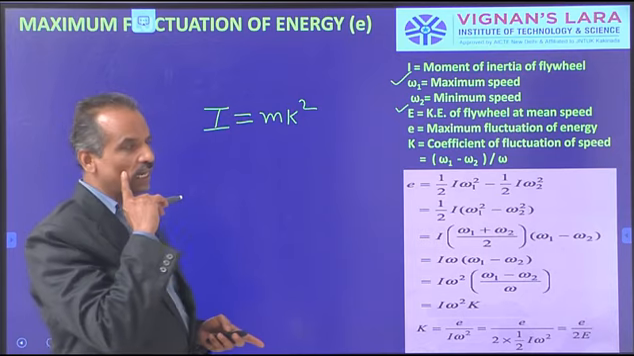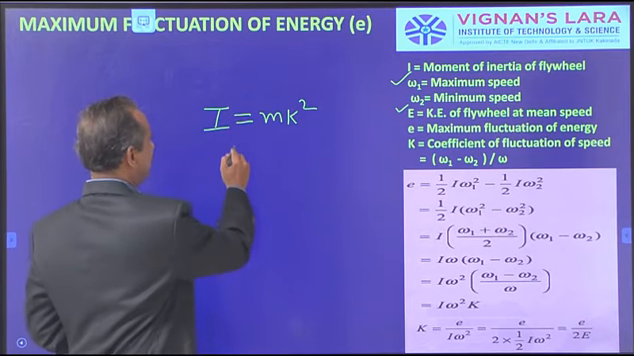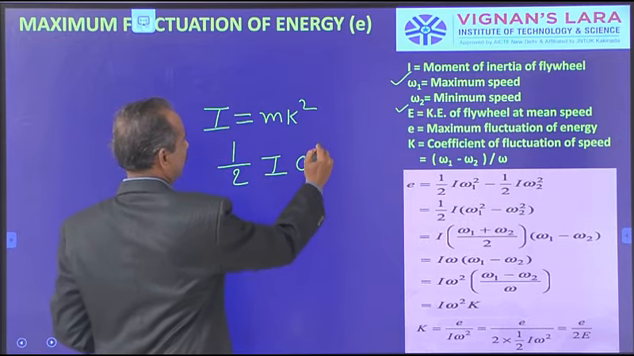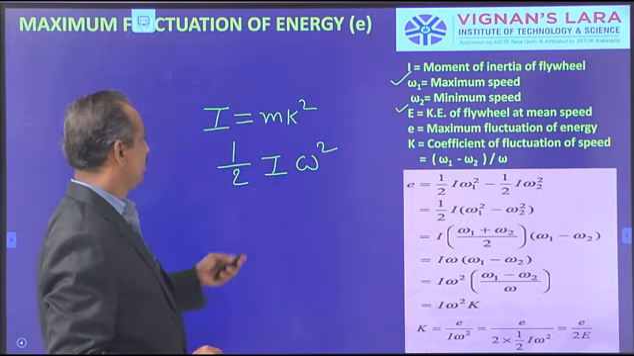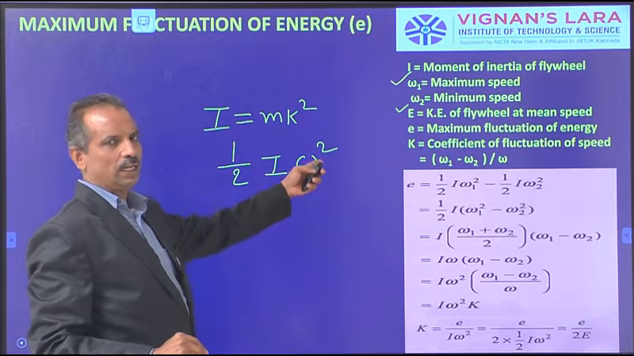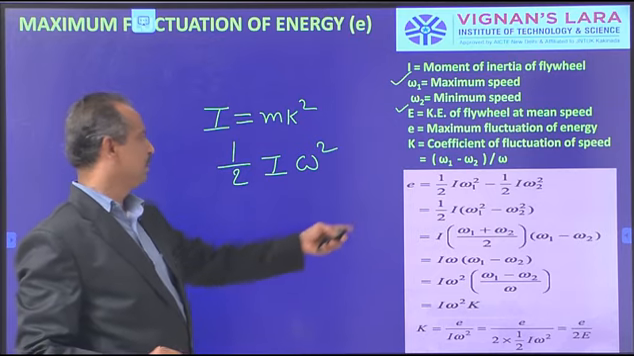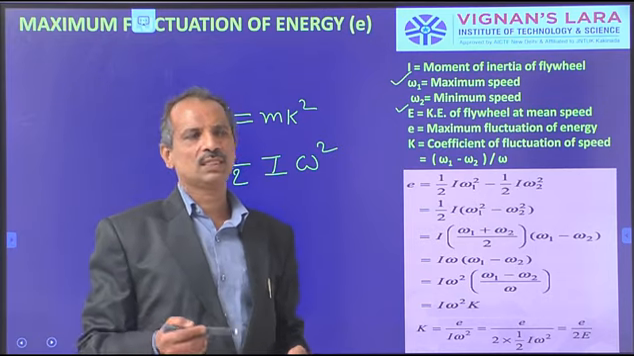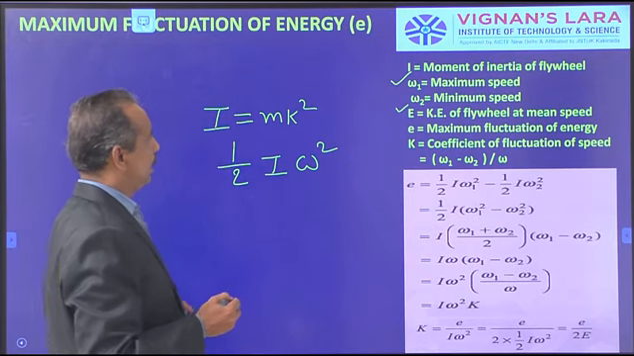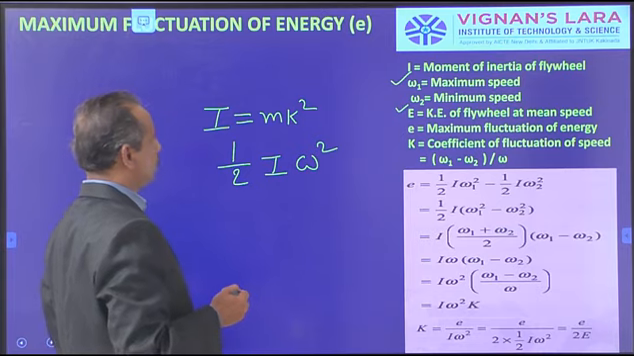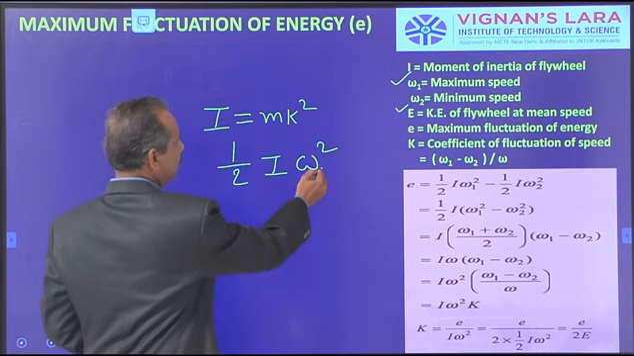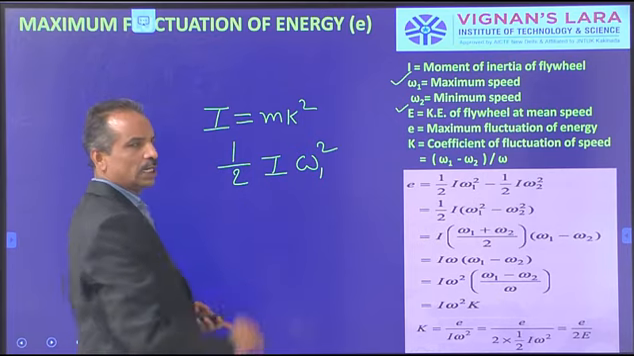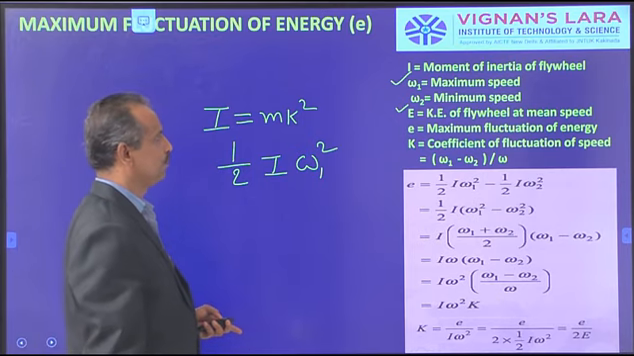So what is actually the kinetic energy of the flywheel? Kinetic energy of the flywheel is half I omega square. If you write suffix 1 and 2 for the maximum and minimum speed, and I use omega simply for angular speed, then omega 1 gives the maximum kinetic energy, and omega 2 gives the minimum kinetic energy.